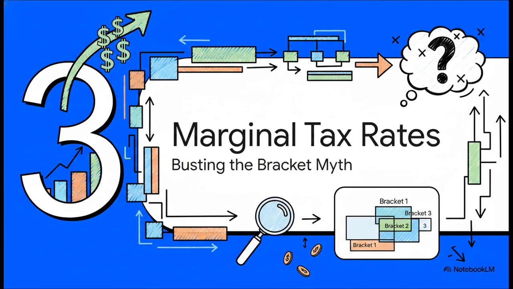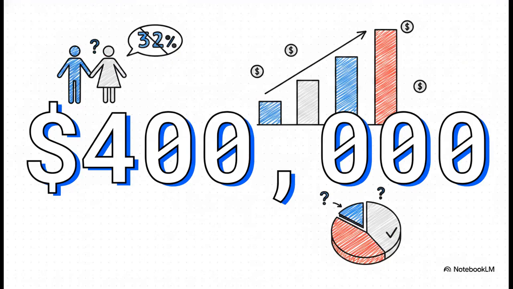All right, Section 3, marginal tax rates explained. And what's really interesting here is how this sets us up to bust the notorious bracket creep myth. People constantly misunderstand how tax brackets actually function in the U.S. system. It happens all the time.